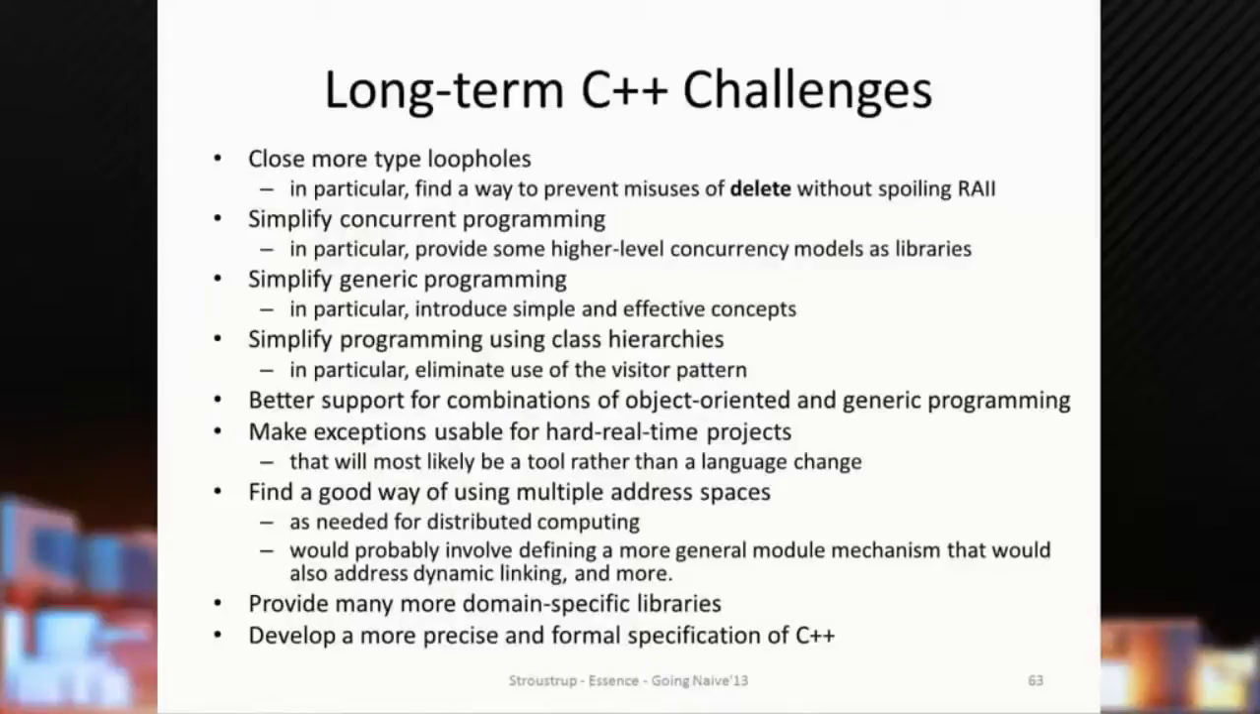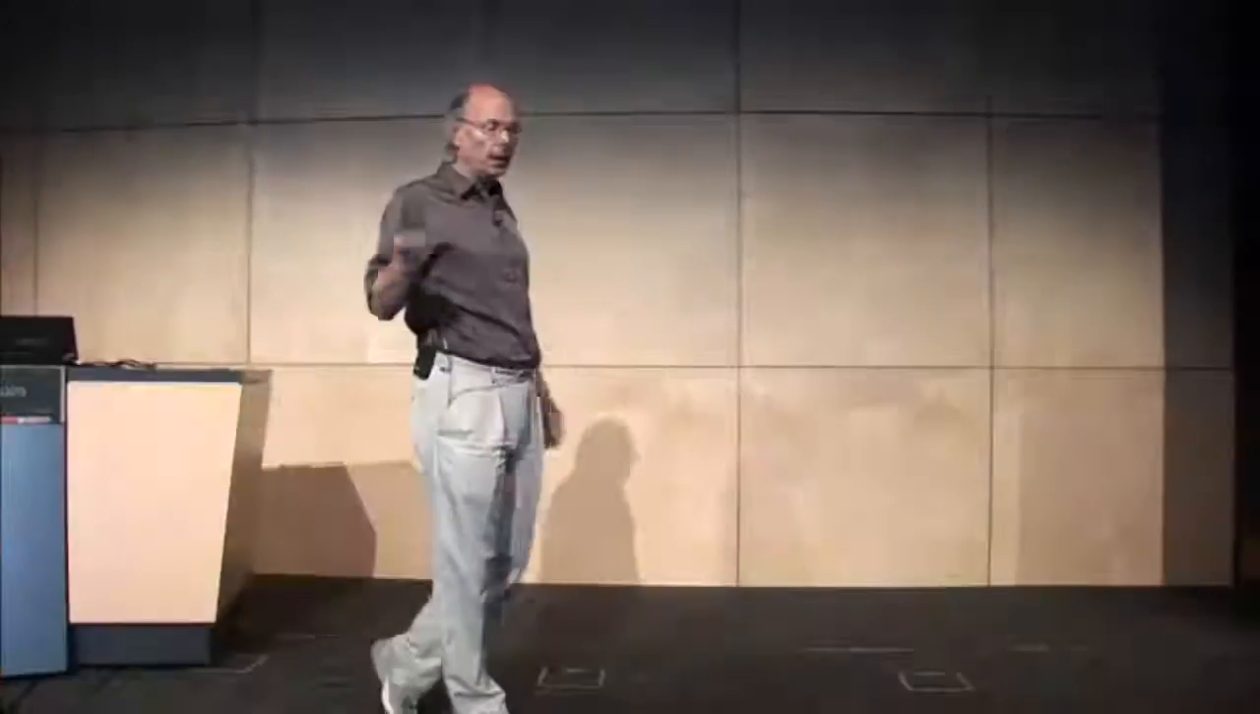And we have to deal with multiple address spaces eventually. The notion that everything works in a single address space is creaking. It's difficult. We get these big memories with lots of cores, lots of things, but they are not uniform anymore. Different memory takes different time to use and such. I think we need to think about that. We want many more domain-specific libraries, and we want to develop a better specification of C++. I think English text is maxing out in terms of what we can handle.